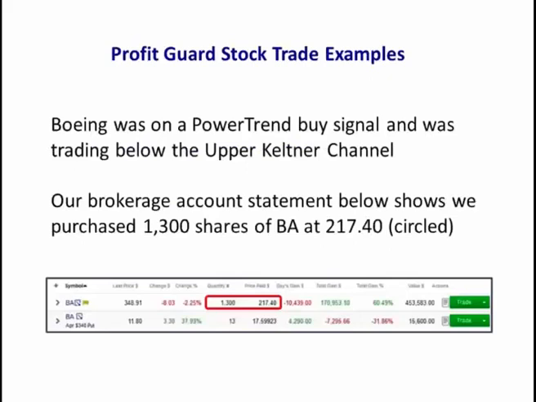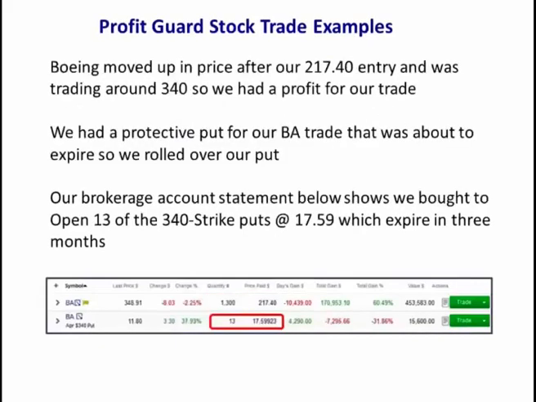So let's look at an example. Boeing was on a power trend buy signal and was trading below the upper Keltner channel. Our brokerage account shows we bought 1,300 shares of Boeing stock at $217.40. Boeing moved up in price after our 217 entry and was trading around 340, so we had a profit for our stock trade.